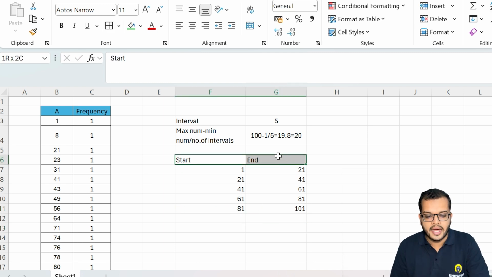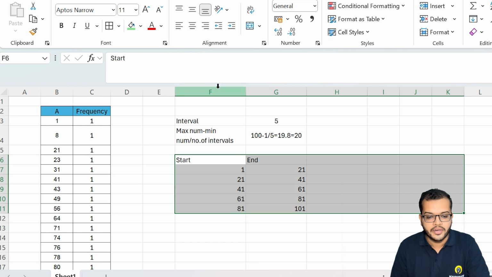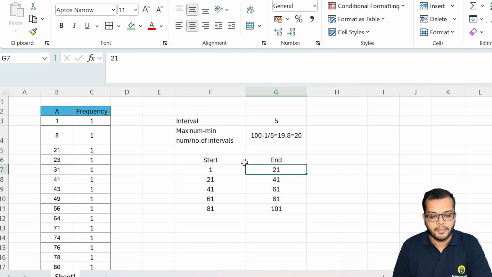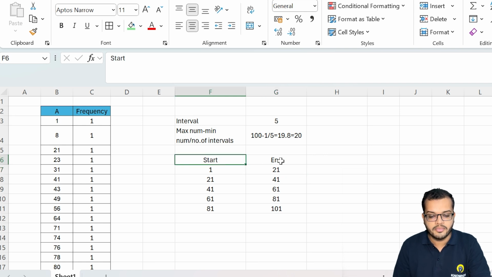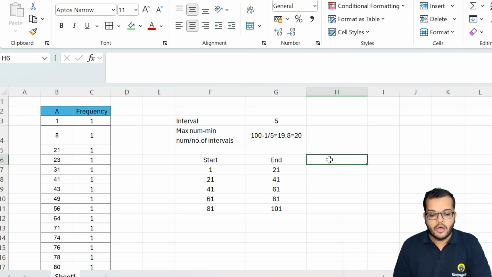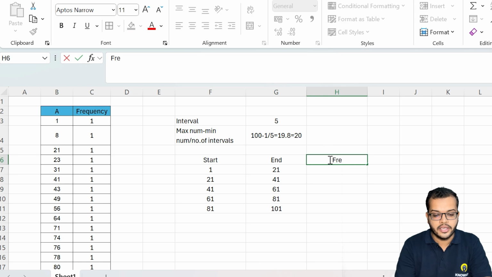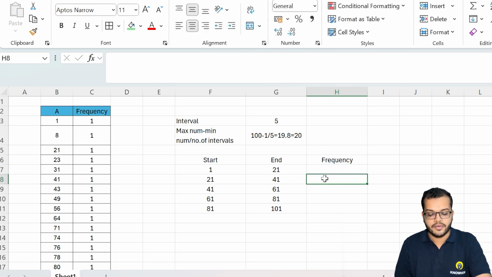So this is what I have done just now. I have started my interval and ended my interval. Where I am ending, from there I am starting again, and I am using my interval of 20. Then I am calculating it. So this is my start of the interval, and this is my end of the interval. Now let's find out the frequency of this starting and ending of the interval.